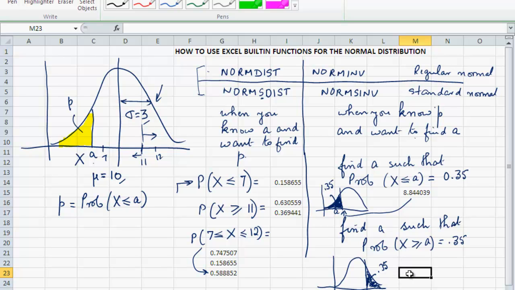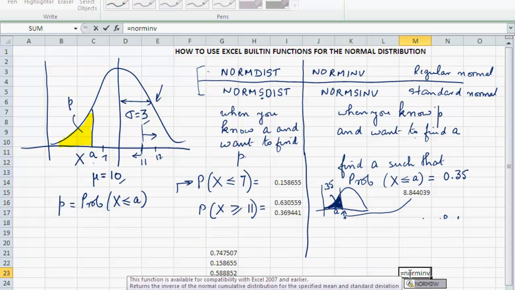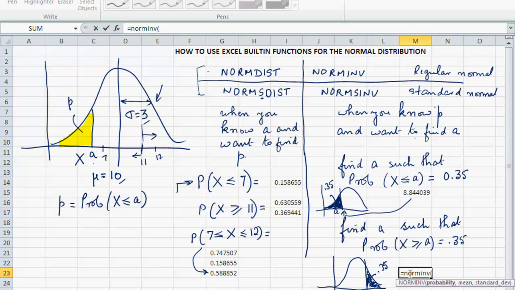So how do I find the location of A? Obviously it has to be something higher than 10 because the mean is 10. So let's see what it would turn out to be. So we would say NORM.INV, and for the probability, I do not put 0.35 now, I put 0.65, and I hope you see why, because that's just the way Excel works.